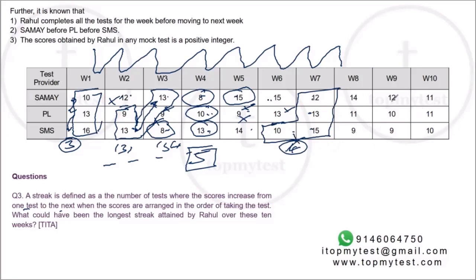Okay, now let's try this. 15 to 14 is a drop, 14 to 11 is a drop, 11 to 9 is a drop. Okay, 9 to 12, 12 to 10, okay, again a drop. So this is only a streak of 2. 10 to 9 it's a drop, 9 to 11 is an increase, 11 to 11 is an increase, but 11 to 10 is a drop. Okay, so the maximum streak is 5.